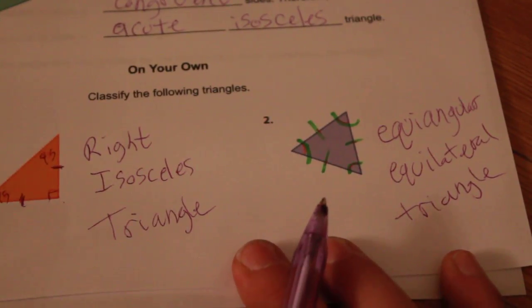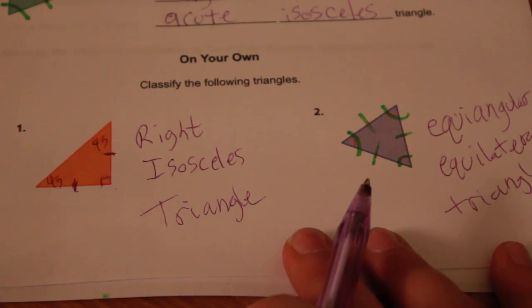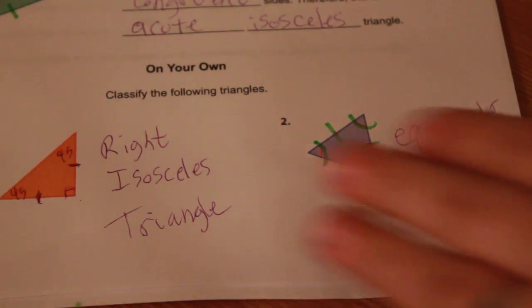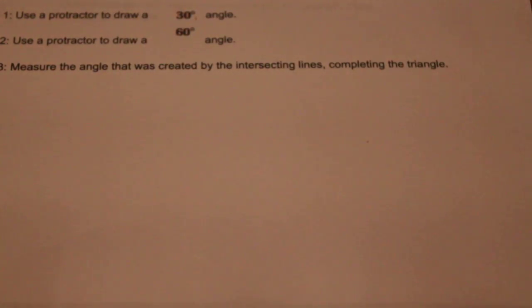If you're still not sure how I got those, please pause the video now, go back over it, look at your notes, and remind yourself what classifies each of these triangles as equiangular, equilateral, right, or isosceles, and why they're called that. When you are ready, continue the video and move on to the next page.